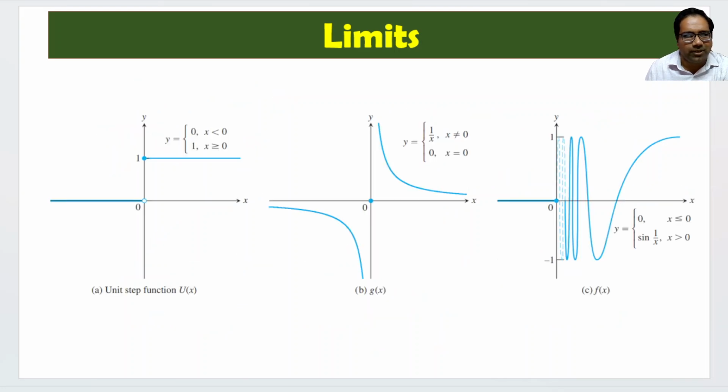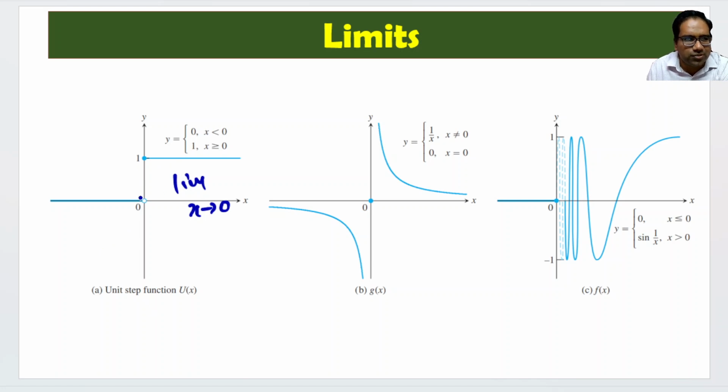Let us take a few more examples. In this case, f of 0 is 1. So y is 0 when x is less than 0, and y is 1 when x is greater than or equal to 0. So here, does the limit exist at x tends to 0? Here there is no limit.